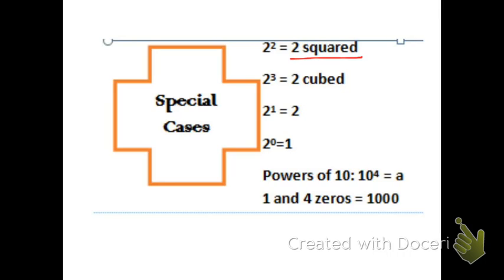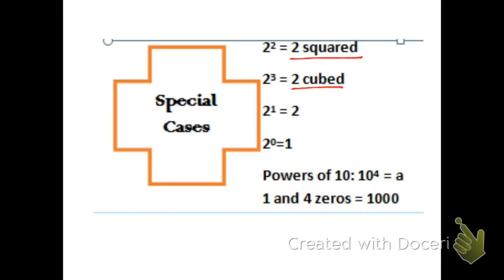The same thing with if there's a little number 3, that means 2 cubed. 2 to the third power or 2 cubed. Now those are the only ones that have special names. So it's either 2 to the second power, 2 to the third, 2 squared, or 2 cubed.